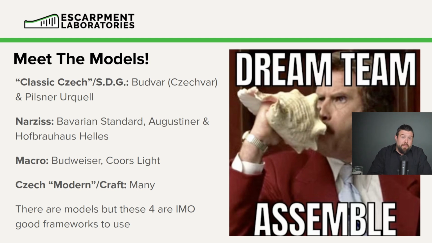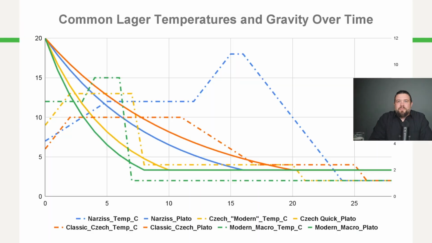We then have our macro method. These are your Budweisers, Coors Lights, things like that, Miller, MGD, all that stuff. And then we have our arguably doesn't exist, arguably does, kind of the newest model added, our modern Czech or crafty method. We'll talk more about that at the very end.